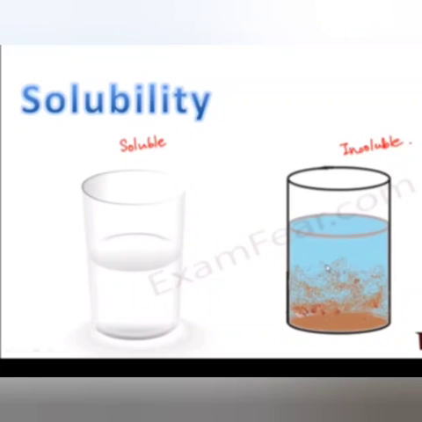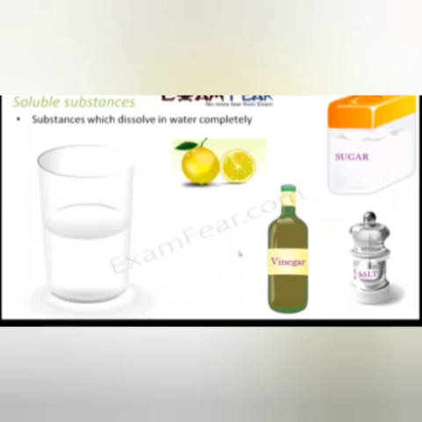Next property is solubility. Solubility is the ability of a substance, that is the solute, to mix into a liquid, or the liquid is a solvent. I am repeating the definition of solubility again. Solubility is the ability of a substance to mix into a liquid. Solubility does not depend on the size of the object. In fact, even large particles will dissolve. It is of two types, soluble and insoluble. Soluble substances dissolve in water completely.